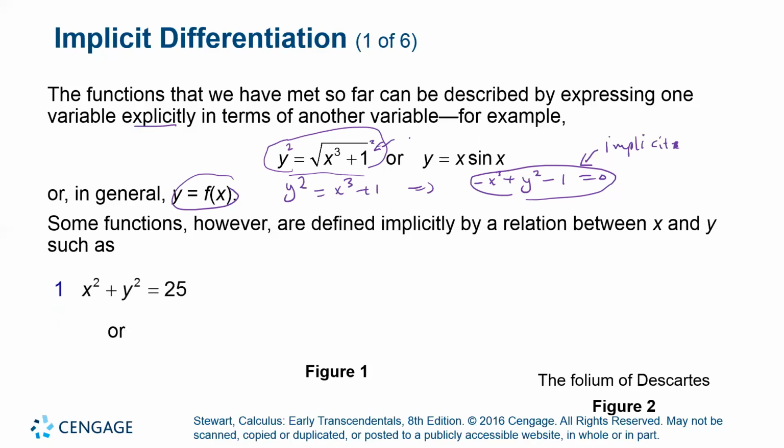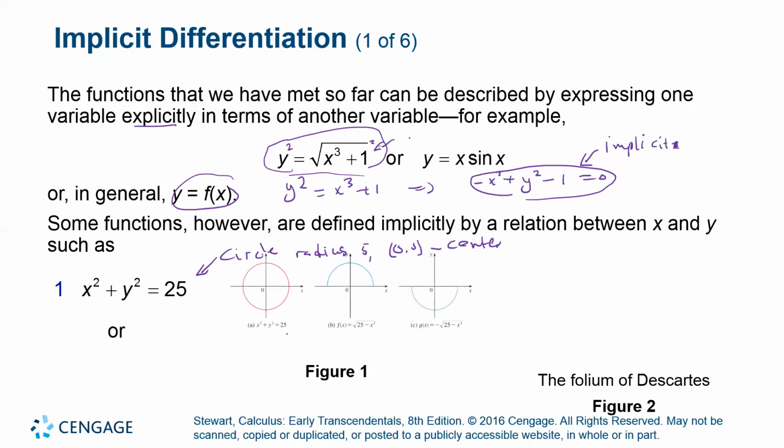Now, the following are other examples of implicit functions, like x squared plus y squared equal to 25. This is the equation of a circle. The radius is 5, and the center is at the origin. And this is the diagram we have. So that's a circle, x squared plus y squared is 25.